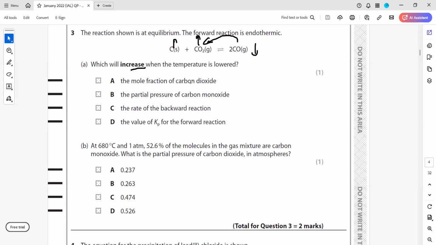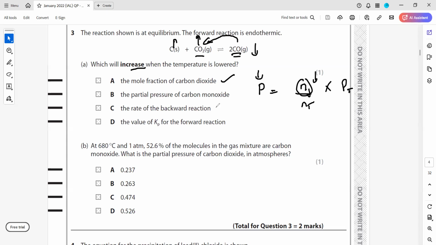The mole fraction of carbon monoxide will increase, sorry. So there will be more moles of carbon monoxide, so a greater proportion. Partial pressure of carbon monoxide: the partial pressure will increase because its moles are increasing. Because the partial pressure is the moles of a gas divided by total moles, times total pressure. If the moles of the gas are changing, the partial pressure will also change. The total stays the same.